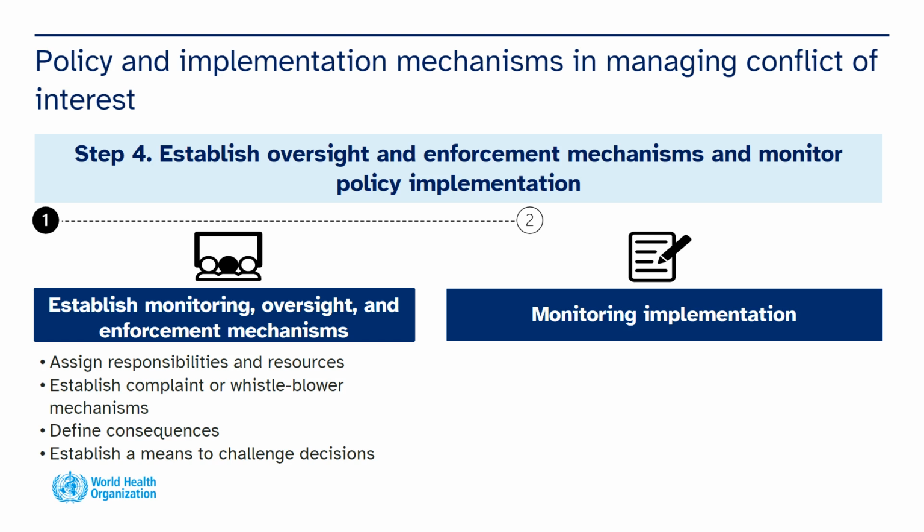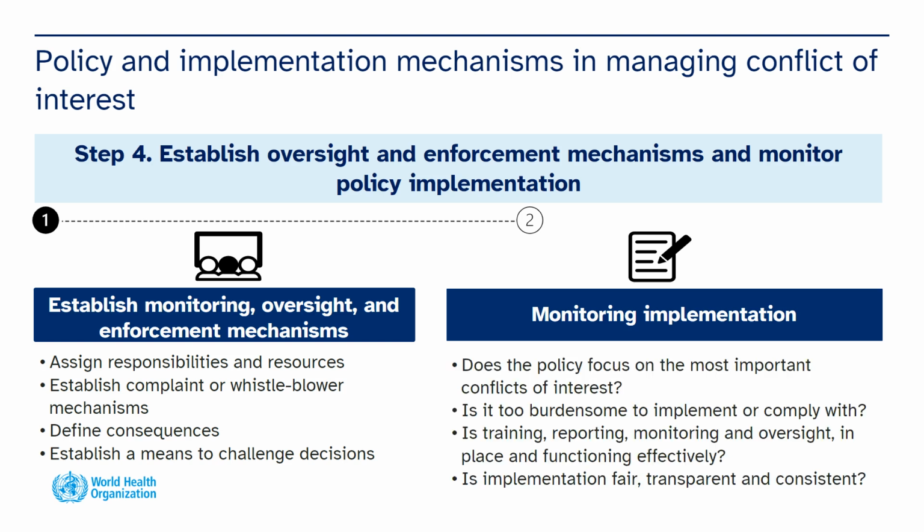Definition of consequences such as fines, disciplinary actions, or restrictions on future engagement, for those who fail to declare secondary interests, or report false information. Implementation of conflict of interest policies should be reviewed periodically, to ensure that it is focused on the most important conflicts of interest, and is not unduly burdensome to implement or comply with. Monitoring should check that training, reporting, monitoring, and oversight are in place and functioning effectively. Finally, monitoring should check that the policy is being implemented fairly, transparently, and consistently.